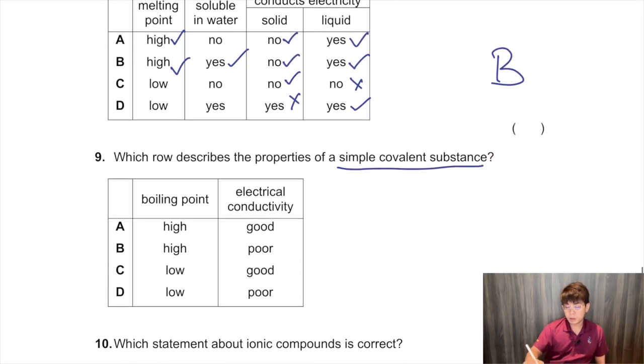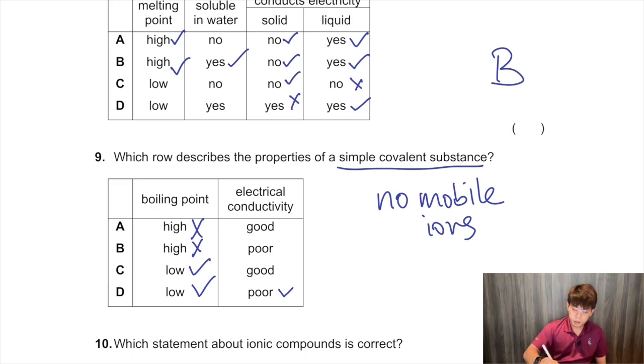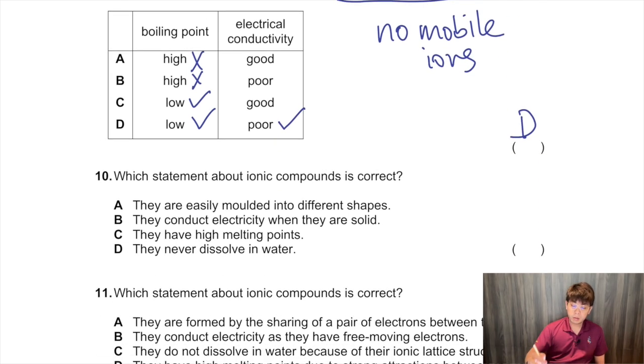Covalent substance, melting point is always low. Boiling point is definitely not high. And it cannot conduct electricity at all, because there's no mobile ions. Okay, poor. So D. Now, ionic compound, easily molded into different shapes means that it's soft? No. Can conduct electricity when it's solid? No. High melting points? Yes. They never dissolve in water? No. So answer is C.